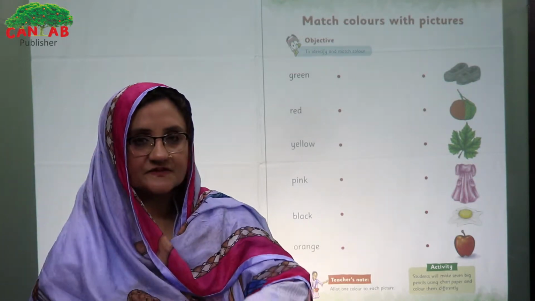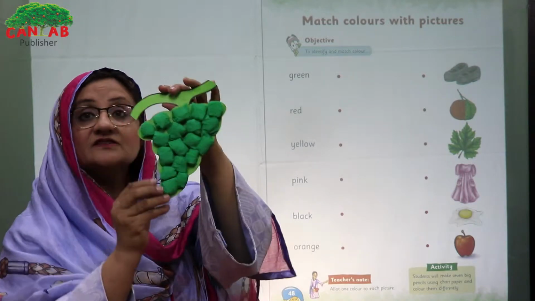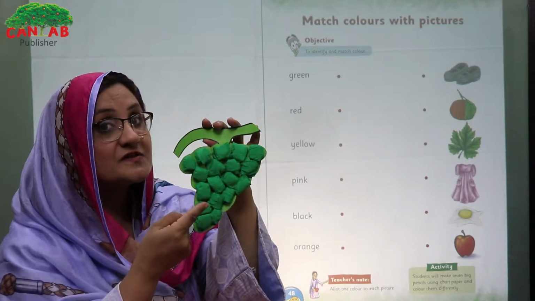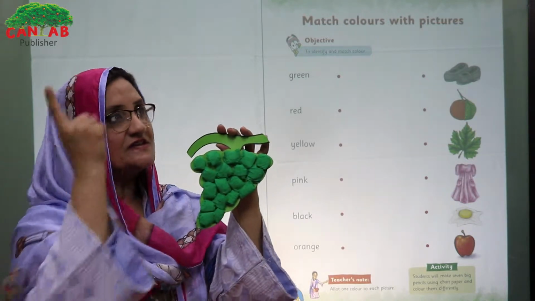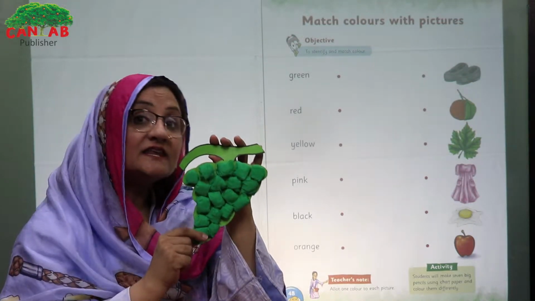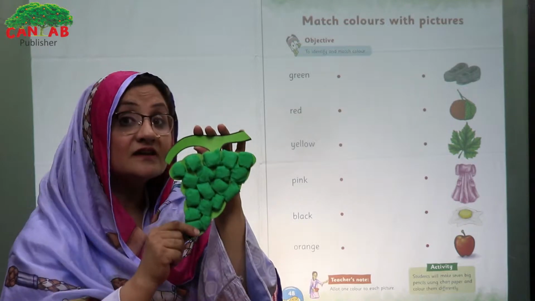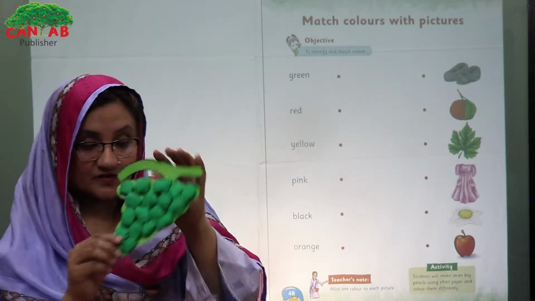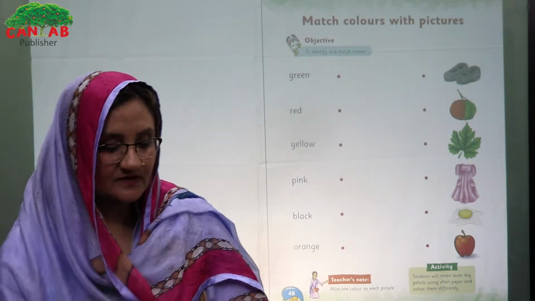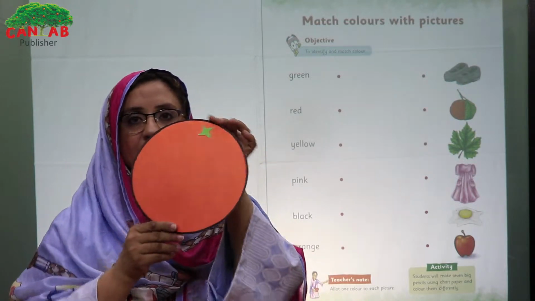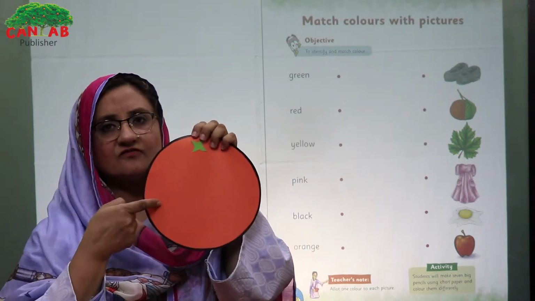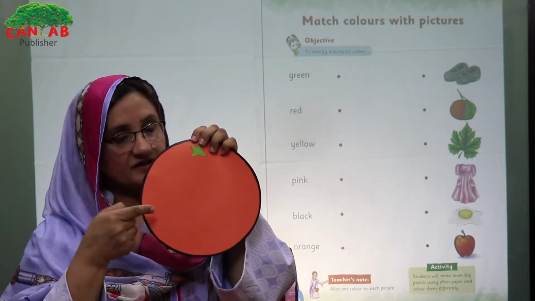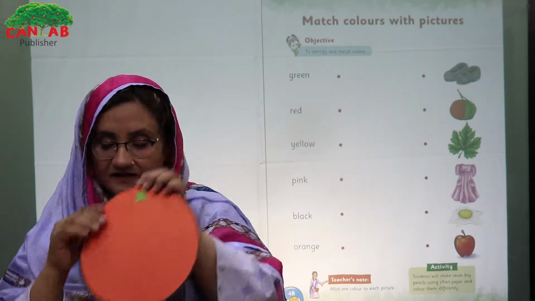And here come tasty green grapes. Grapes are of green color. Can you please look around yourself and name the objects having green color? Good. And look here. I have a yummy orange. And orange is of orange color.